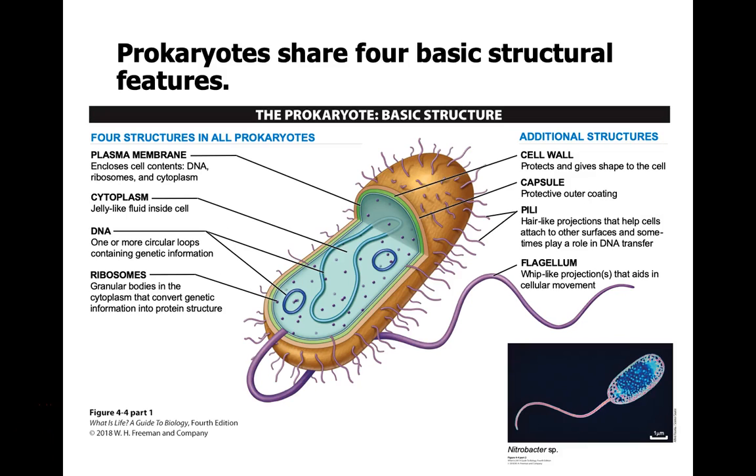So let's begin discussing some of the specific features of our cells. In the last video, we talked about these four structures that are present in all prokaryotes and are actually present in all types of cells. So all cells have a plasma membrane, all have cytoplasm, DNA, and ribosomes. And we're going to talk about those, and we're going to talk about some other important structures as well.